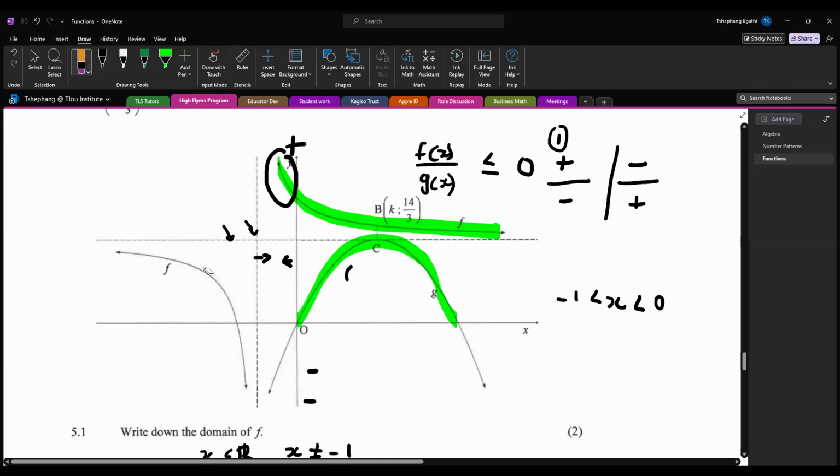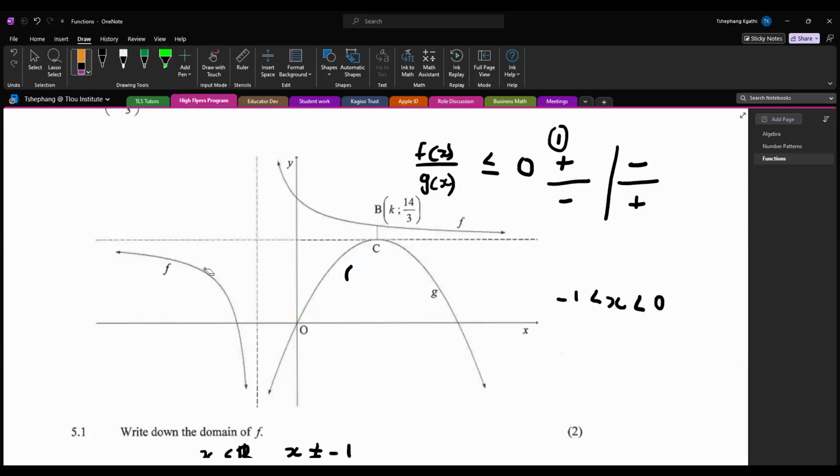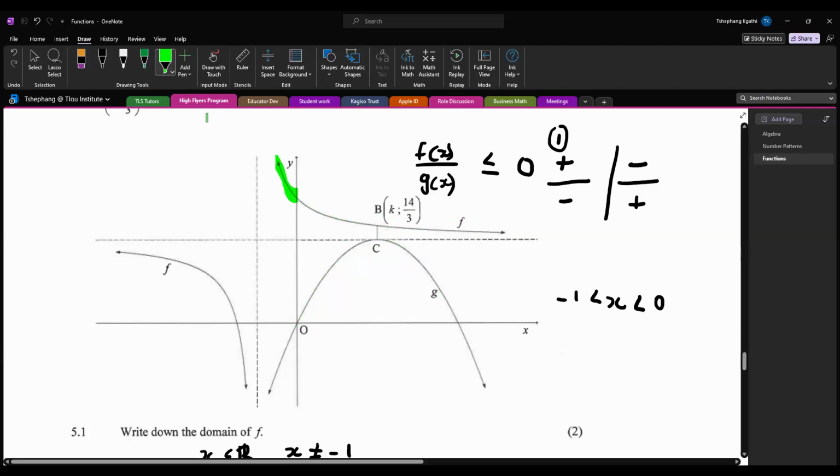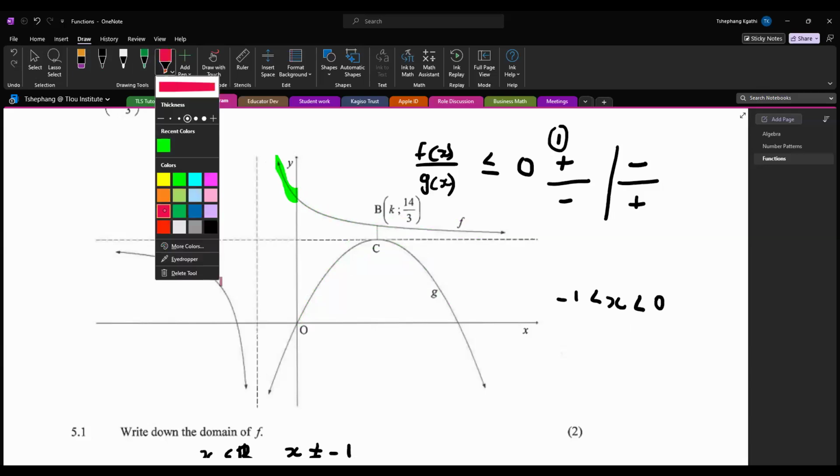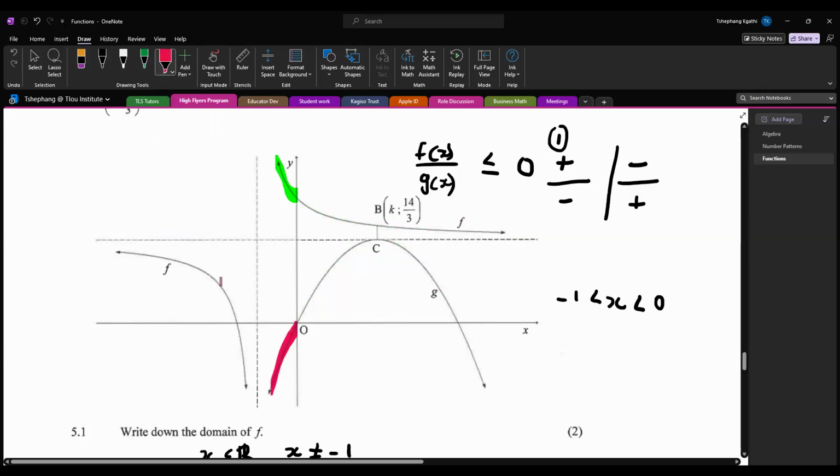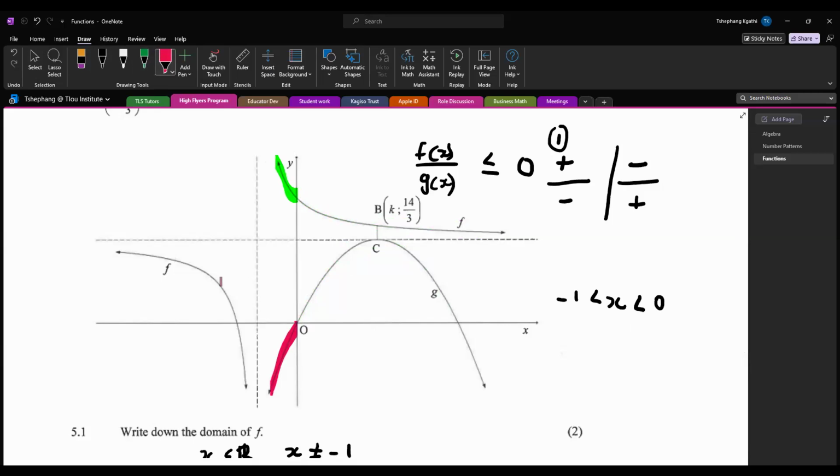Okay, I know it's a little bit messy, but let me just erase it so that you guys can see. Just going to highlight that interval. So here, f of x is positive, and f of x is negative here. That works. Okay, is there any other place where we have this kind of a scenario? Yes, there is. Check here.